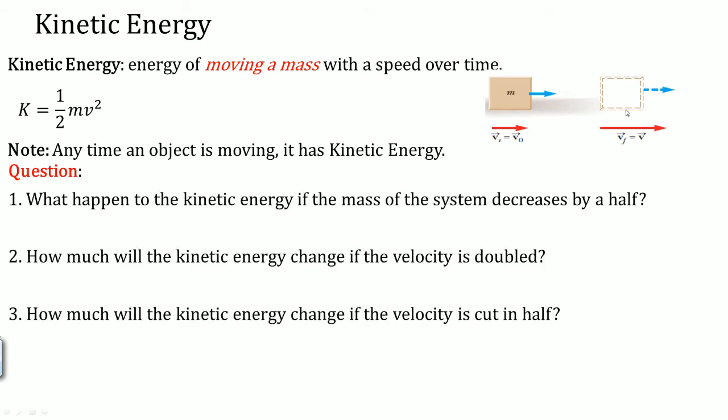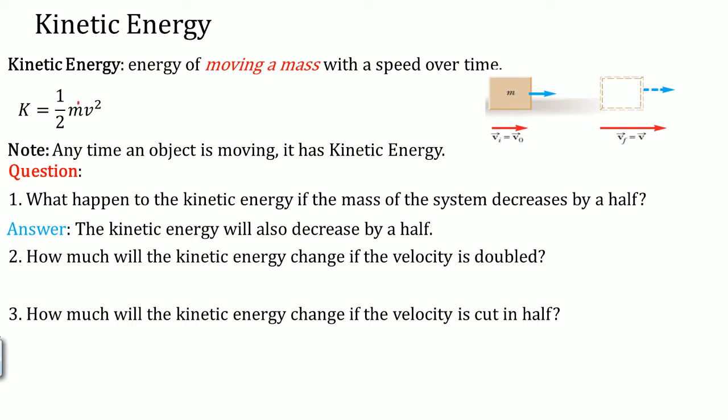Here are some questions. 1. What happens to the kinetic energy if the mass of the system decreases by half? We would say that the kinetic energy will also decrease by half. This goes down. So an object with smaller mass will have less kinetic energy moving at the same velocity.